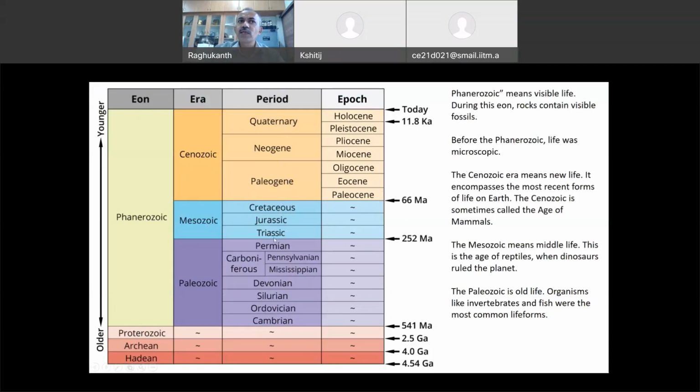See this boundary from the Mesozoic to the Cenozoic era. You can see the words here. In the Mesozoic, we have three periods: Cretaceous, Jurassic, and Triassic. So at 66 million years ago, geologists have put a boundary. What happened during that time? Why have they put a boundary there? The Jurassic era ends. Now, the dinosaurs of the Jurassic era went extinct.